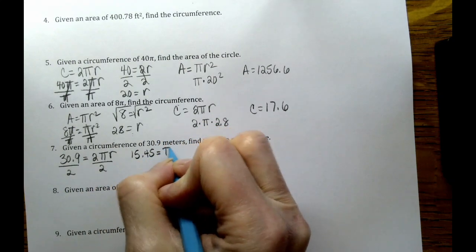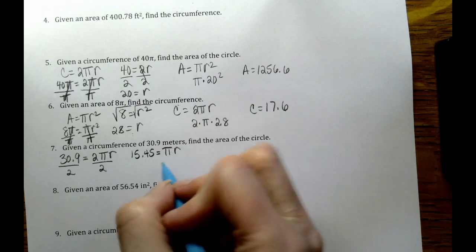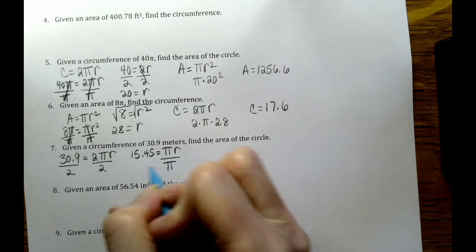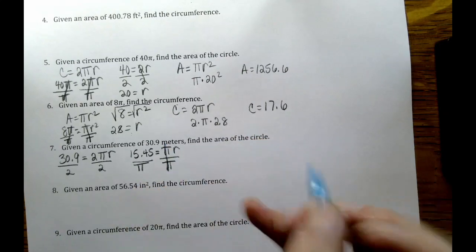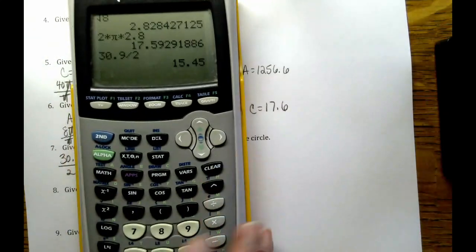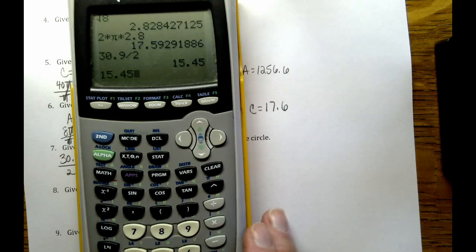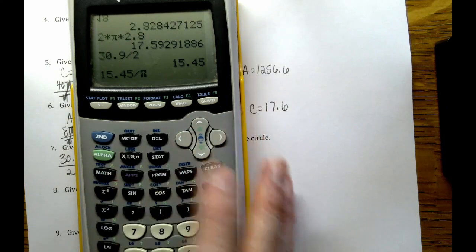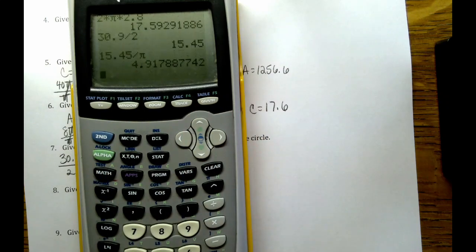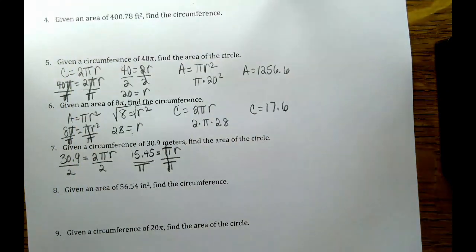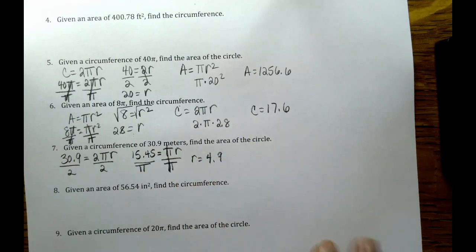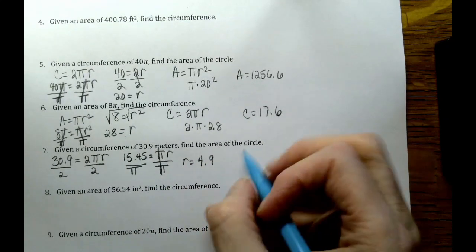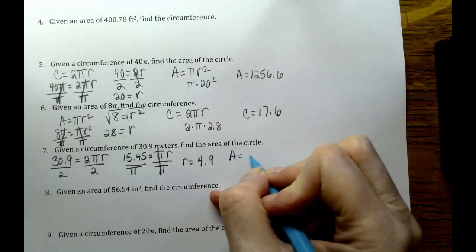equals pi times the radius, because now we're going to have to divide that number by pi. So 15.45 divided by pi is going to be 4.9. So our radius is 4.9, and now we can use that to find the area of the circle.